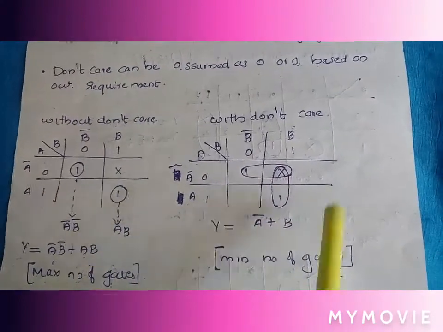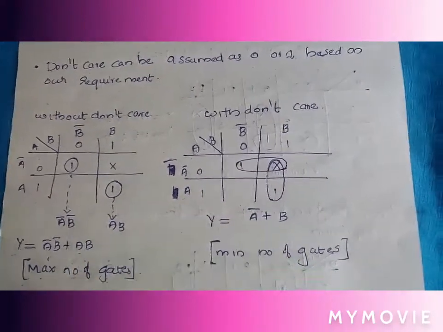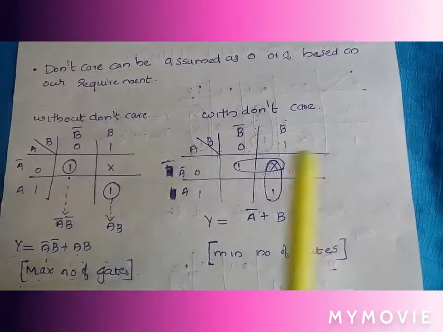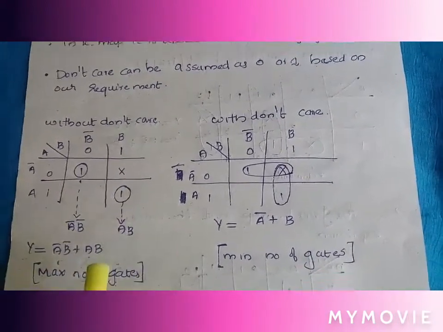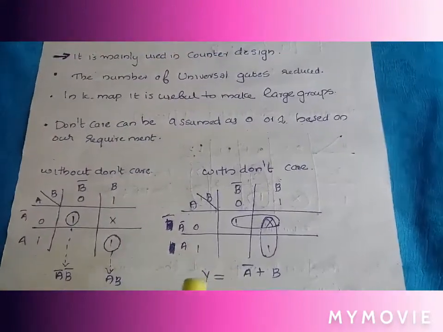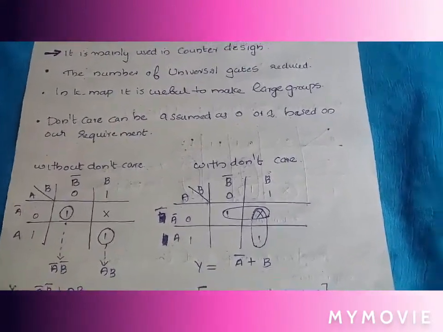So we can construct with the minimum number of gates with using don't care. Without using don't care it is difficult. So it is useful in counter designs.